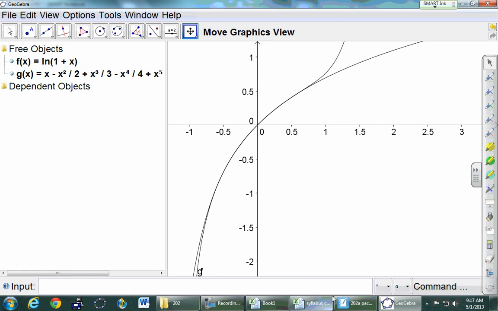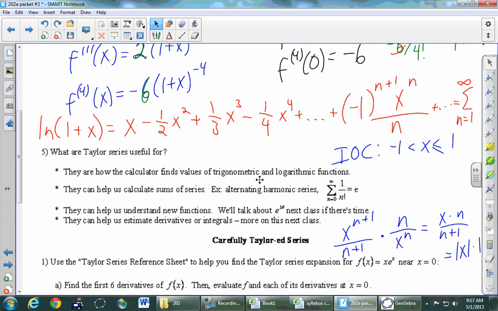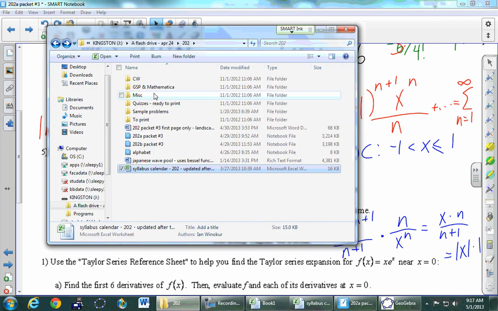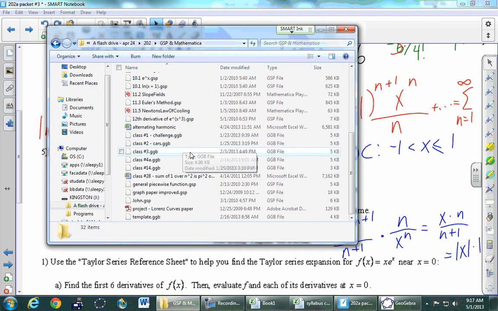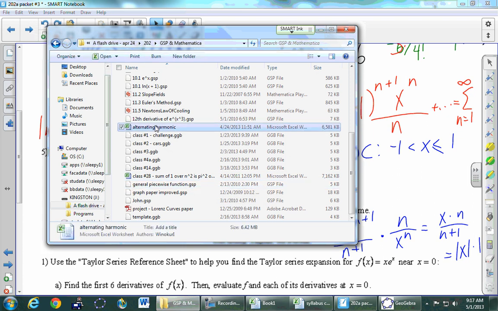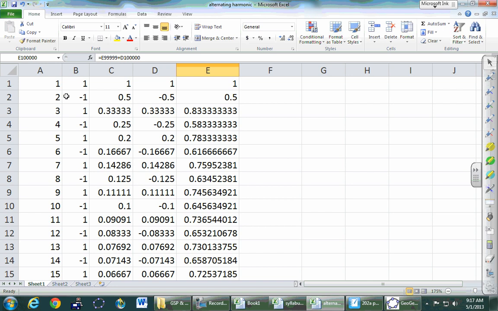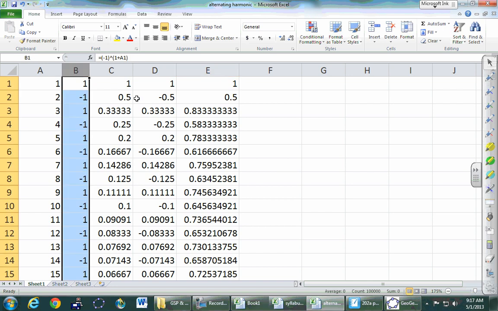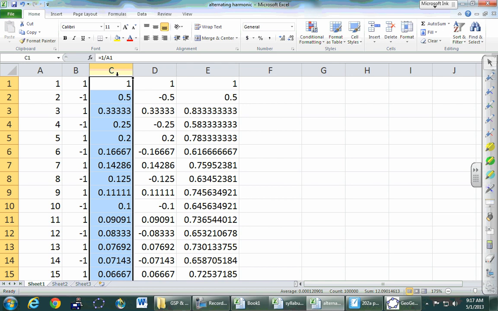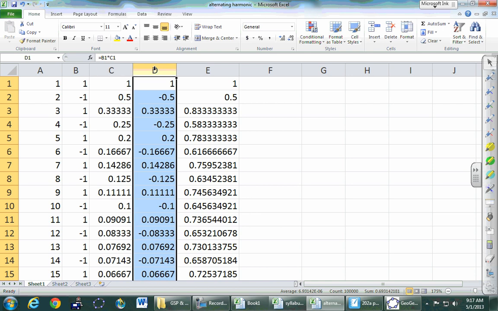All right. So let's think about this. I think we did this already. Let me open this up real quick. Alternating harmonic. So we looked at this Excel document a few weeks back. This thing right here is doing what? That's alternating. Who are these? That's 1 over n. That's a half, that's a third, that's a quarter, that's a fifth. What's going on here?